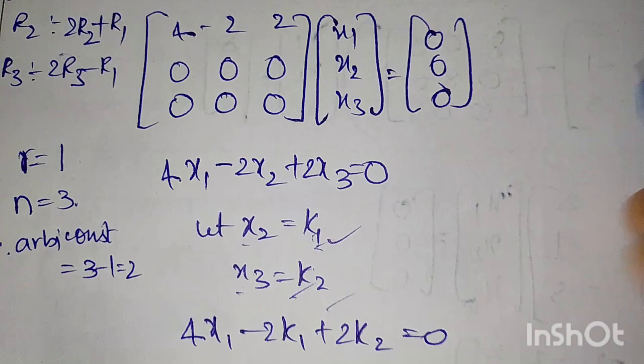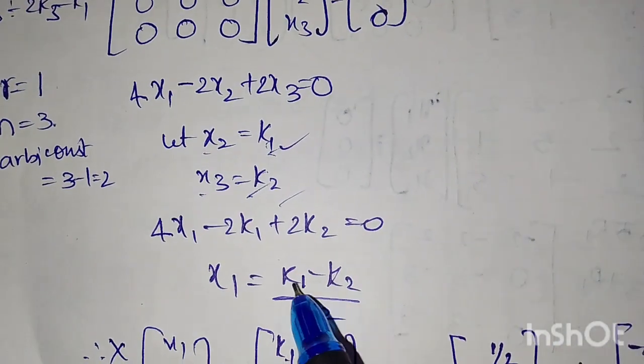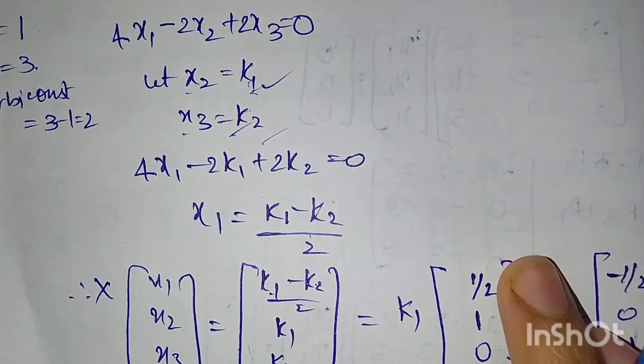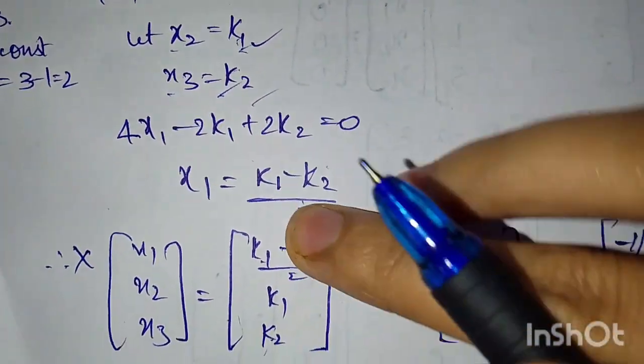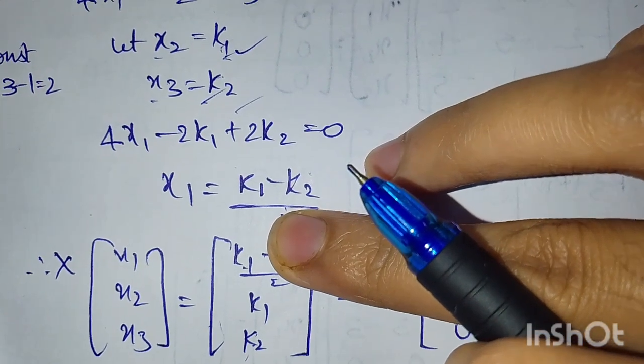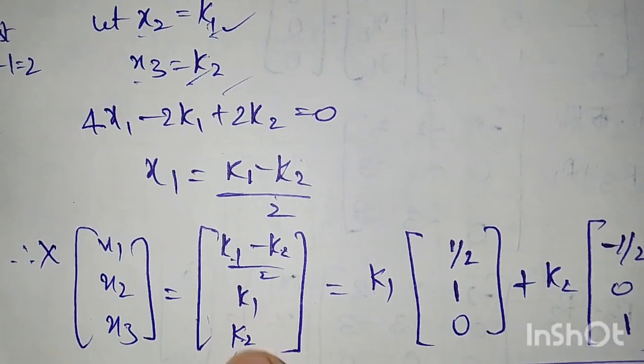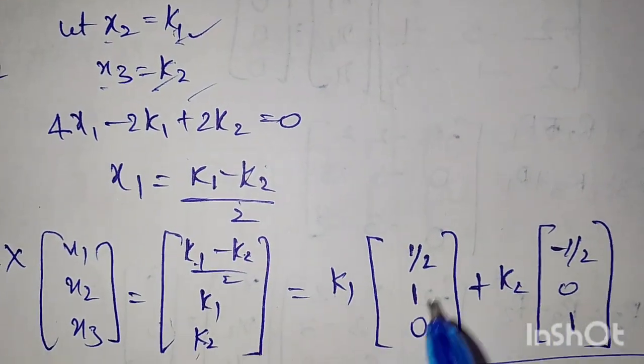And in the solution, when you're writing, if you want you can leave it here, or else, one way is to put k2 as 0, and you let k1 be 1, so you'll get 1 by 2, 1, 0. And in the next one put k1 as 0, so you'll get minus 1 by 2, 0, 1, like that.